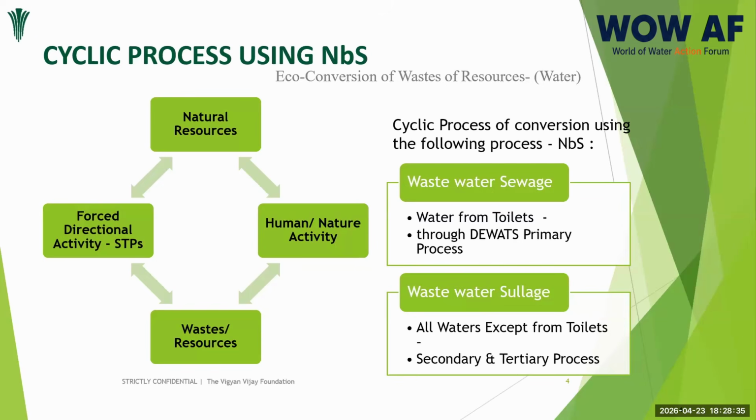Water from toilets goes through the DEWATS principle, with both secondary and tertiary processes, and you have fairly clean and clear water which can be used for gardening and various other purposes like floor washing, and certain waters, if properly done with good filtration, can also be used for industrial purposes. For example, water for radiator cooling in a building can be cleaned up and used for such uses. Okay, next slide, please.